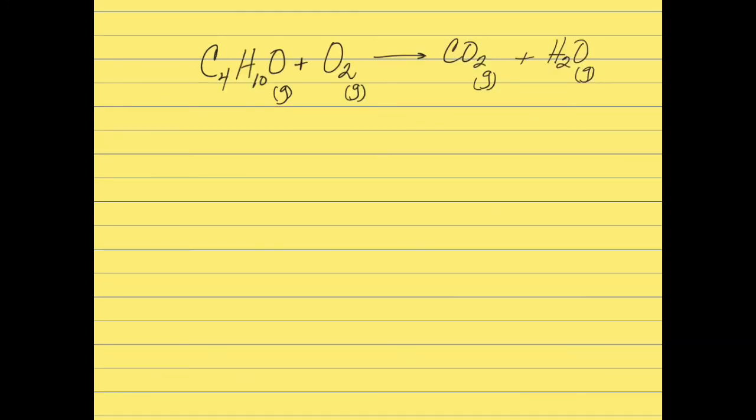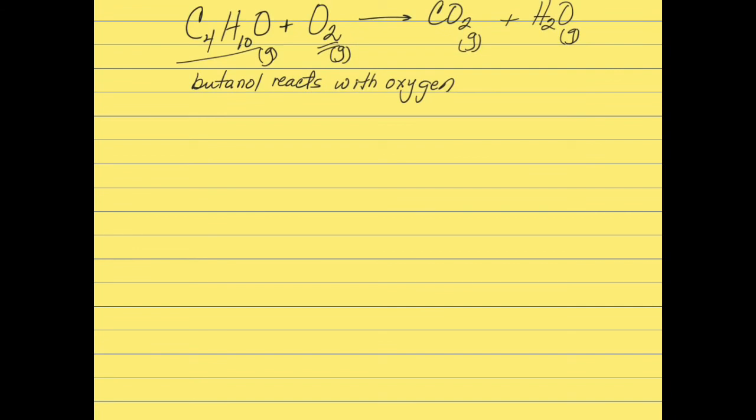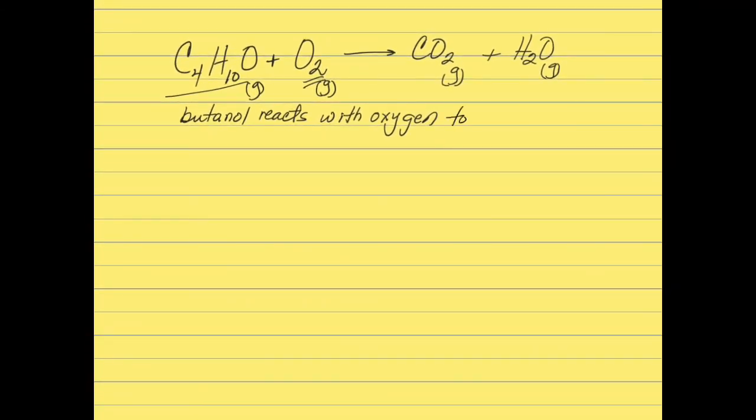And here you have a skeleton chemical equation, but you don't have the word equation. Okay? You don't know how to name that. That's an organic compound. That's butanol. Butanol reacts, okay, with oxygen. You remember that oxygen is a diatomic molecule, so you have to put the 2 over there.